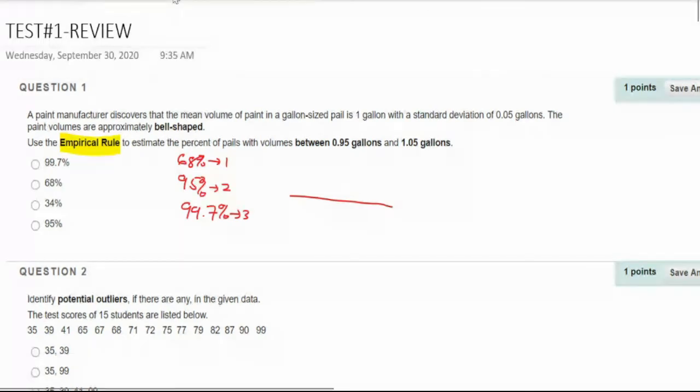My bell curve doesn't look great, so let me see if I can draw it better. Okay, so if this is the mean, the question indicated that the mean is 1 gallon, and the standard deviation is 0.05, right? So if this is 1, and I make a line here, every space is 0.05. That's the standard deviation.